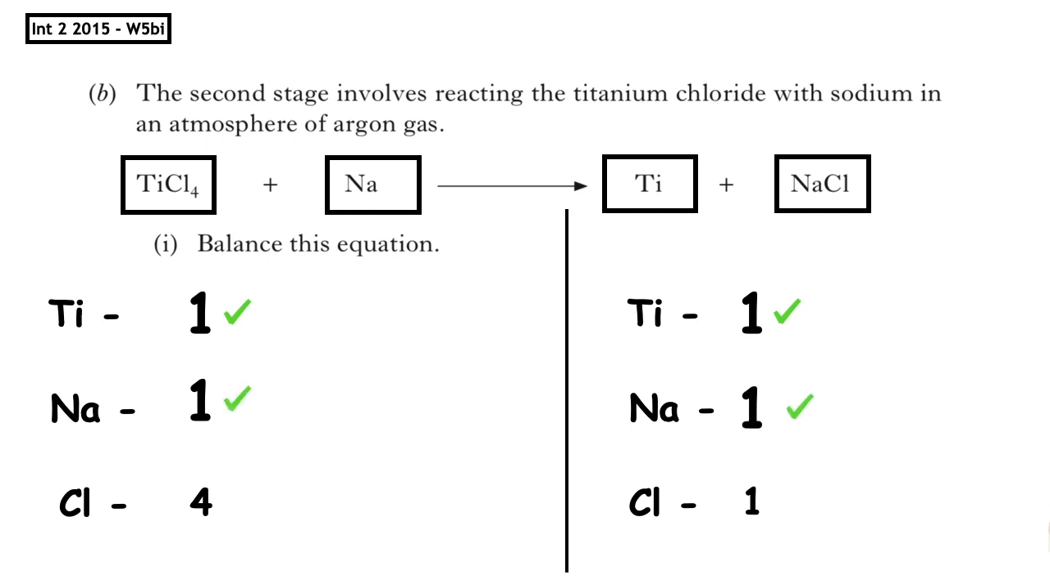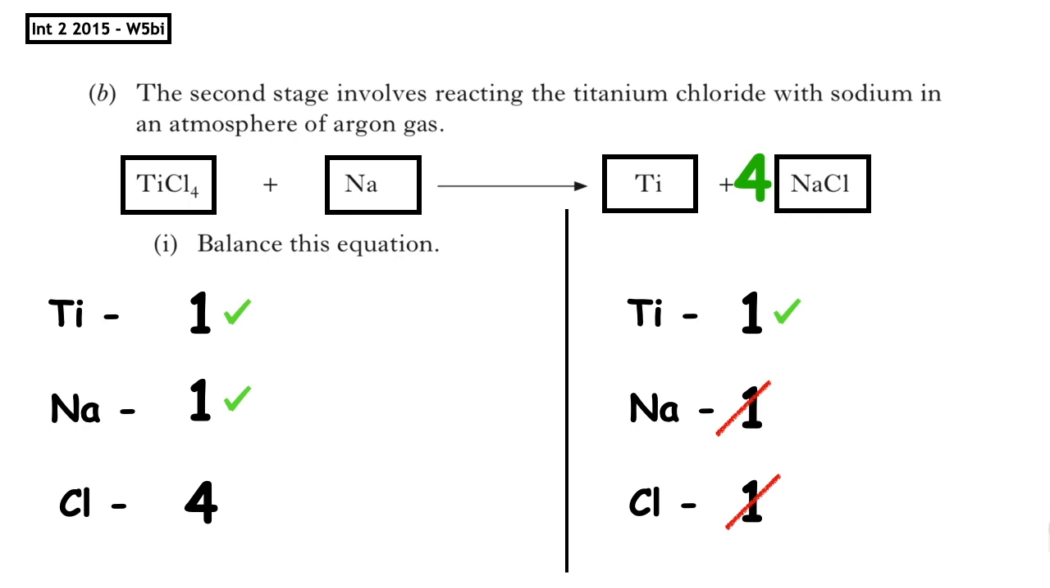We have 1. So we can tick them off. How many chlorines do we have on the left? We have 4. How many do we have on the right? We have 1. This doesn't balance. What do we do to 1 to get to 4? We multiply by 4. So we put a big 4 in front of the sodium chloride.